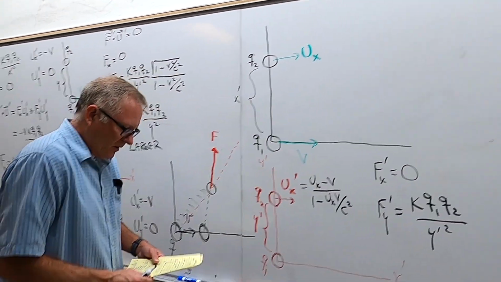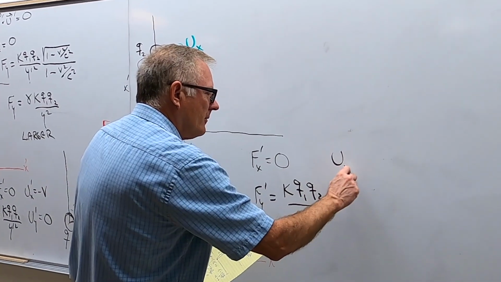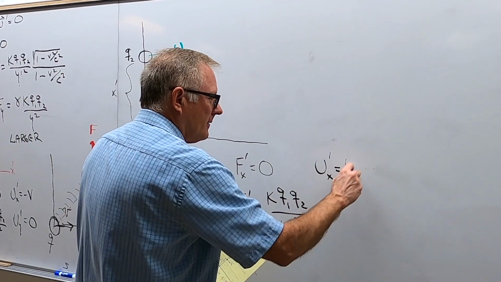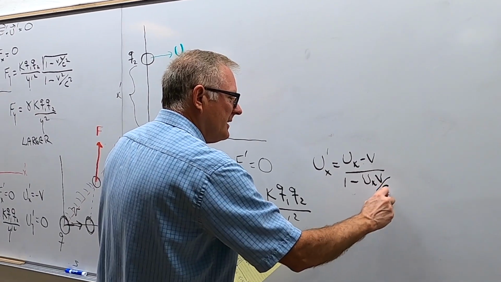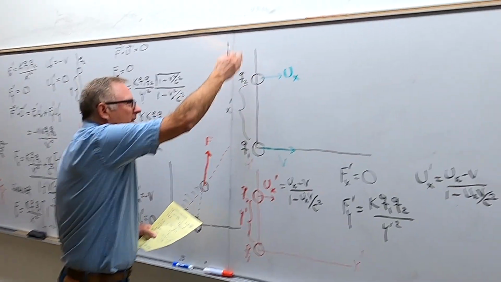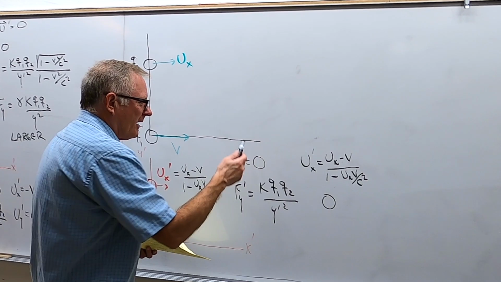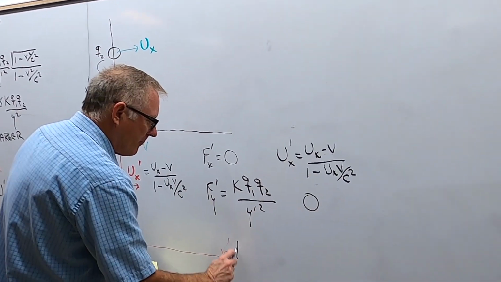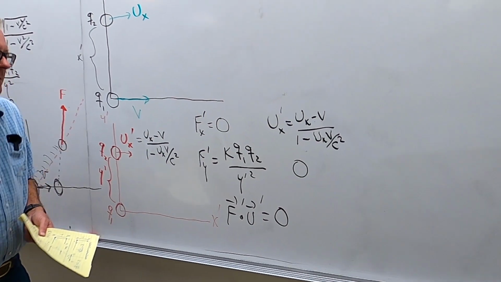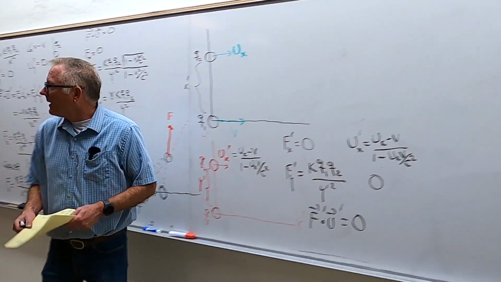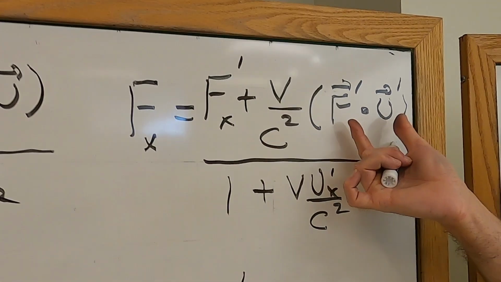Okay, and we need to get ux prime. Well, ux prime is just right here. Ux prime is equal to ux minus v all over 1 minus ux v all over c squared. And uy prime, well, there's nothing going up or down, so that's 0. Okay, so now I can do the dot product. The dot product is this times this plus this times this. So F prime dot u prime is equal to 0. Okay, so that makes that term easy. Now we're going to go back and plug in this. Remember, this term is 0 right there.